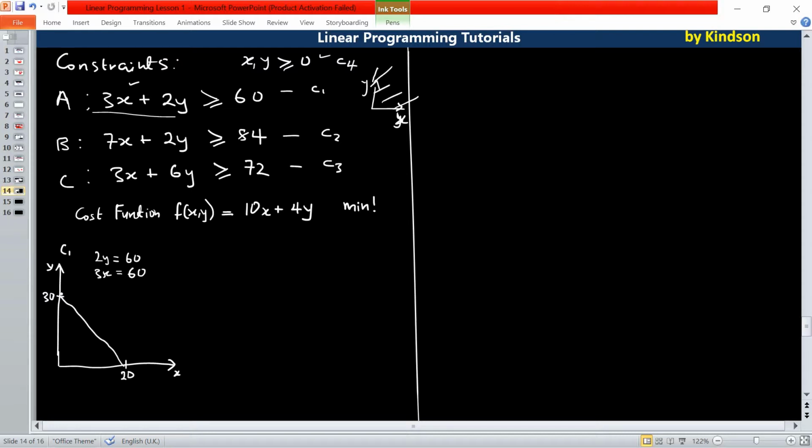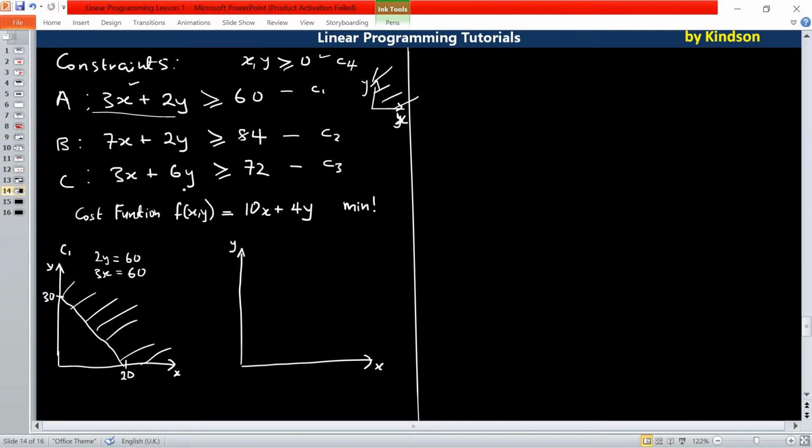Good. Since we are considering greater than or equal to, it has to be above the line for the feasibility region. So let's plot the next graph, this time for C2.